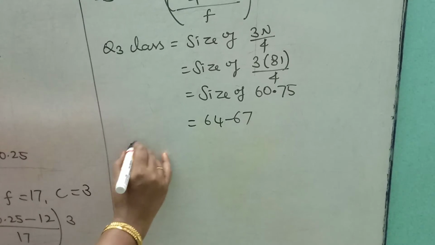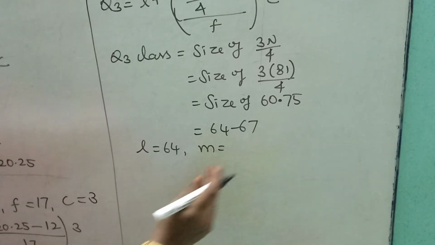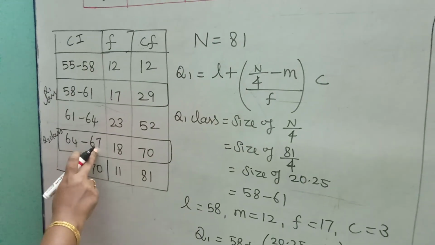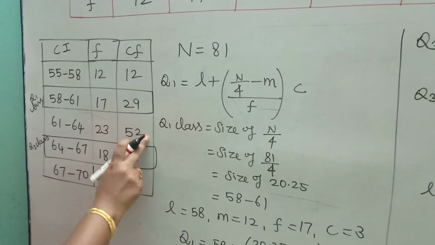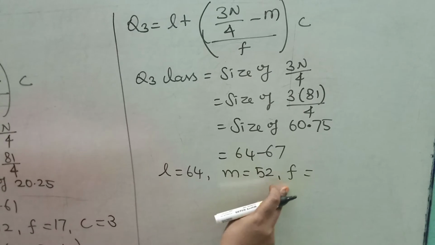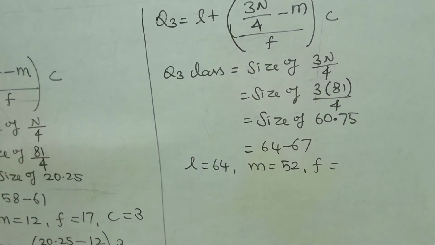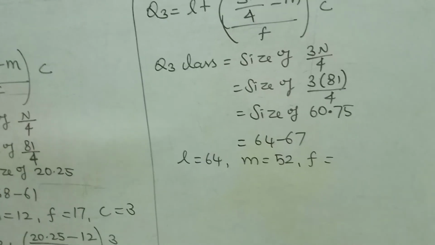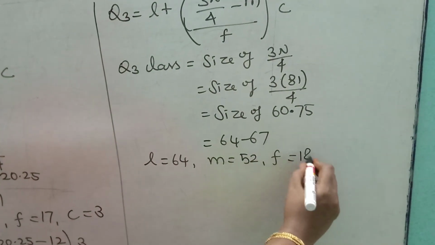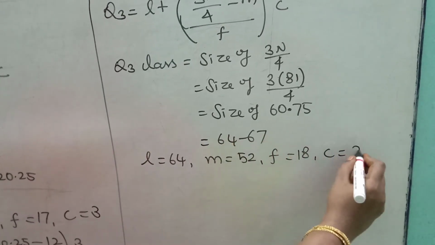64 is the lower limit, that is 64. Next m value. Look at the tabular column. Q3 class is 64 to 67. Therefore, our m is equal to 52. F is the frequency of the Q3 class. Frequency of the Q3 class is 18. Class interval is 67 minus 64, that is 3.